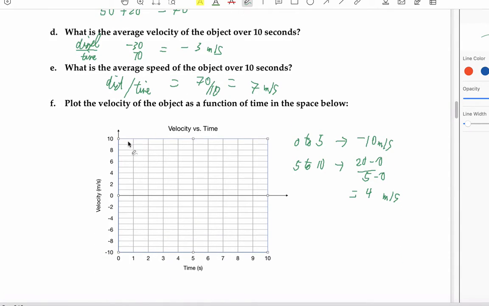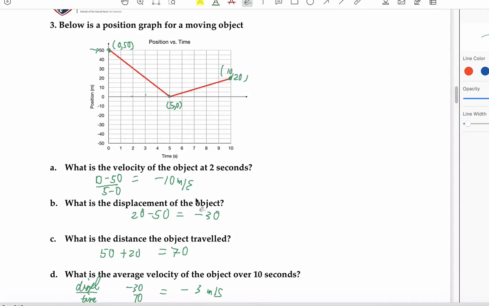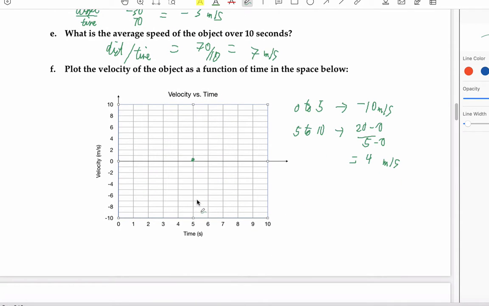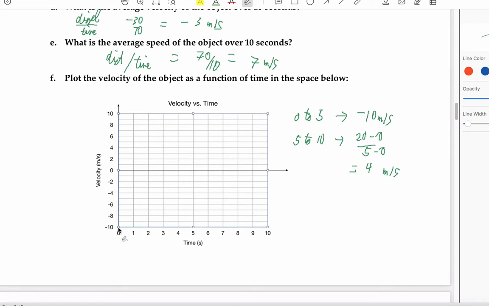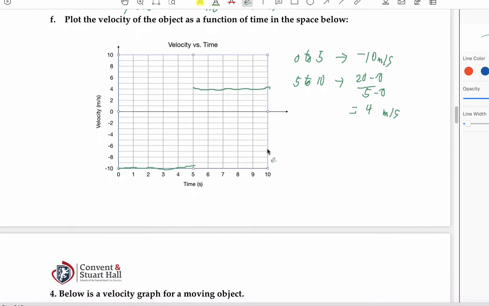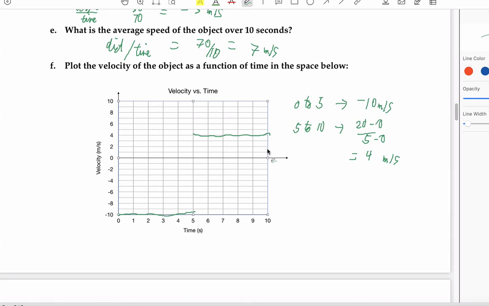So from 0 to 5, we have a slope of negative 10 meters per second. And we're actually just plotting the velocity. So that's going to be negative 10 right here. And then positive 4 right here. And that is problem number 3.